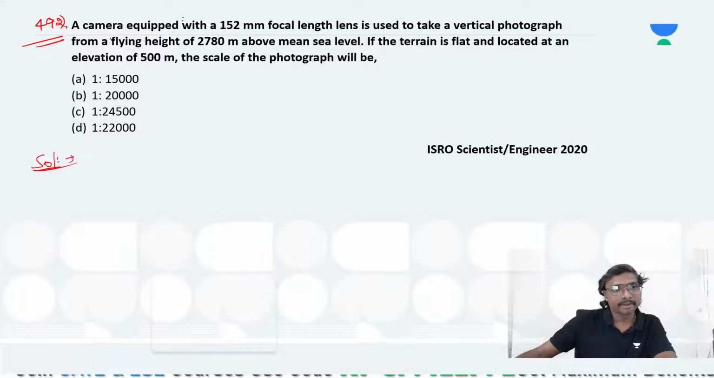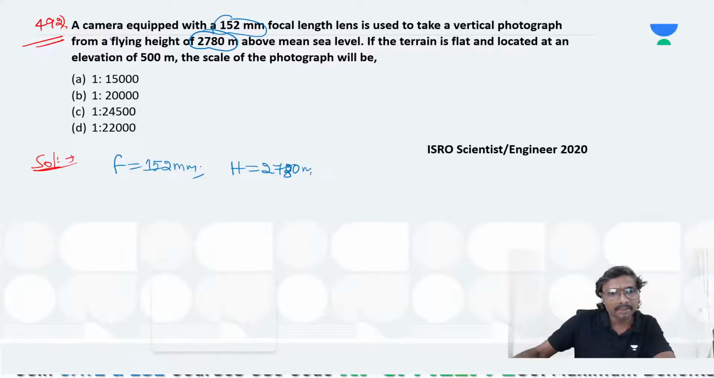Okay. A camera equipped with 150mm focal length, right? What is that focal length f given? That focal length f is equal to that 152mm you are having, and is used to take a vertical photograph from a flying height of 2780 meters. What is that flying height? That capital H is equal to 2780 meters above the mean sea level, right? If the terrain is flat and located at an elevation of 500 meters, so what is that h?